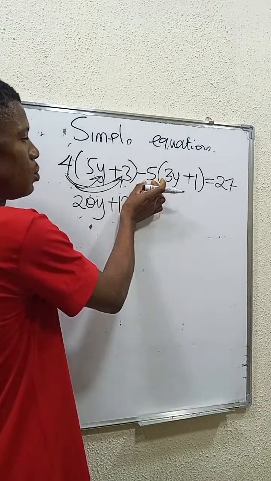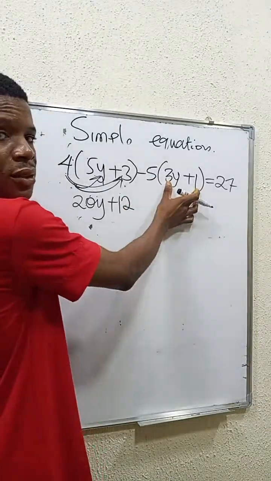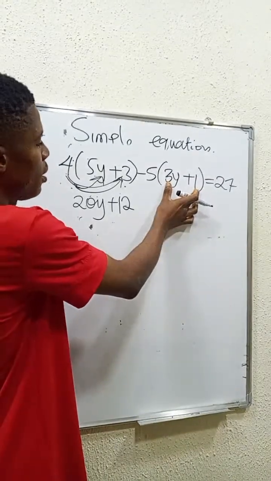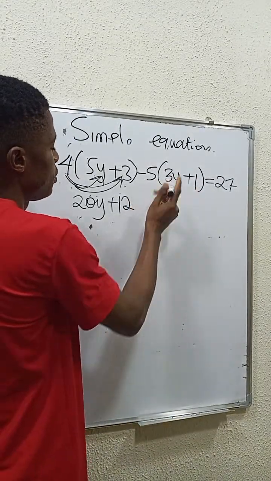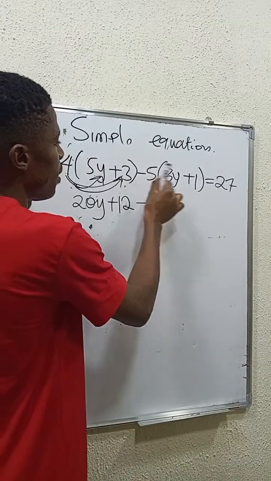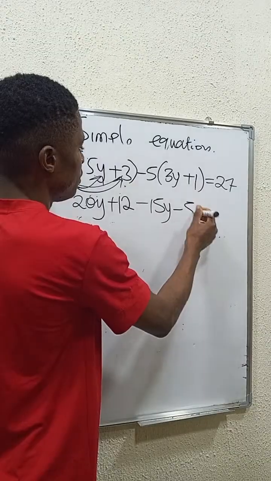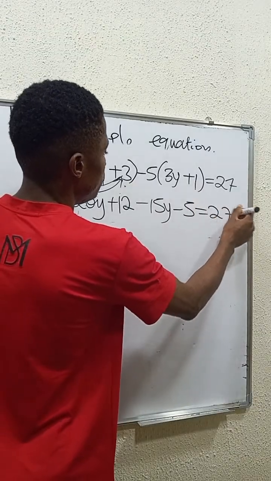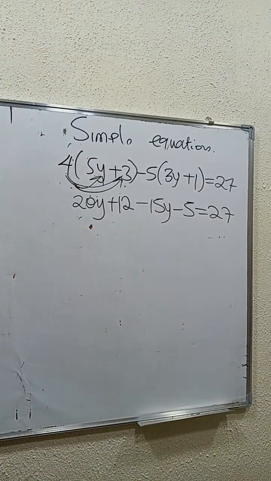We do the same here. We use minus 5 to multiply everything inside. So minus 5 times 3, you have it as minus 15y. Minus 5 times 1 is minus 5. And that's 27. Okay? Do you understand up to this stage?